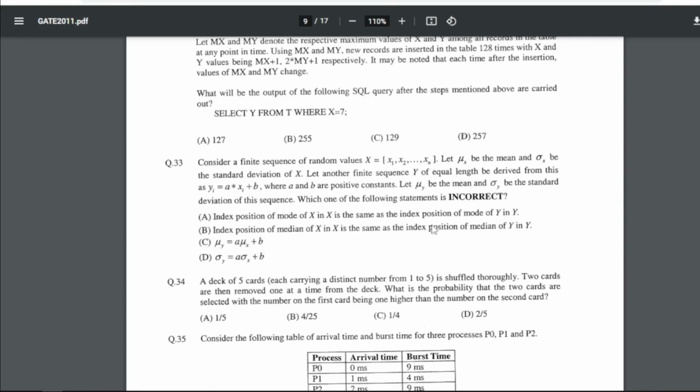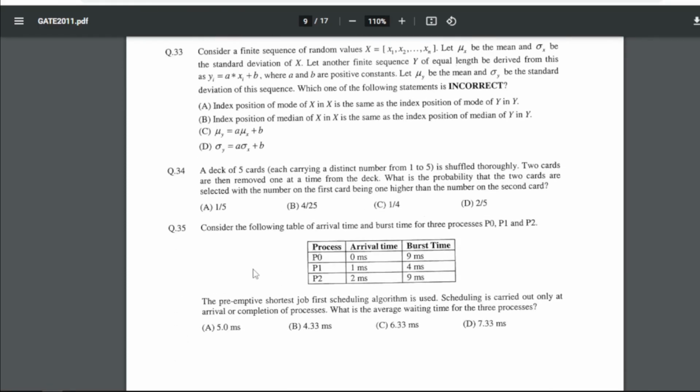33 is: consider a finite sequence of random values x equals this. Let mu x be the mean and delta x be the standard deviation of x. Let another finite sequence y of equal length be derived from this as yi equals a into xi plus b, where a and b are positive constants. Let mu y be the mean and delta y be the standard deviation of the sequence. Which one of the following statements is incorrect? So for 33, our answer will be D, that is delta y equals a delta x plus b.